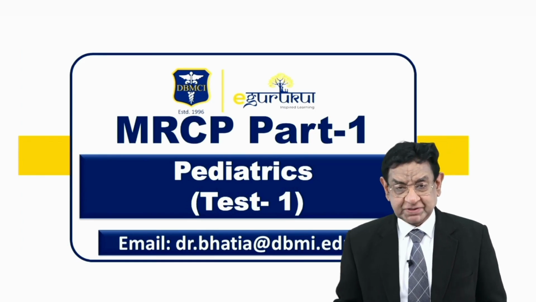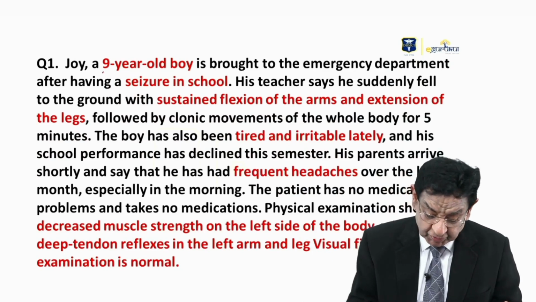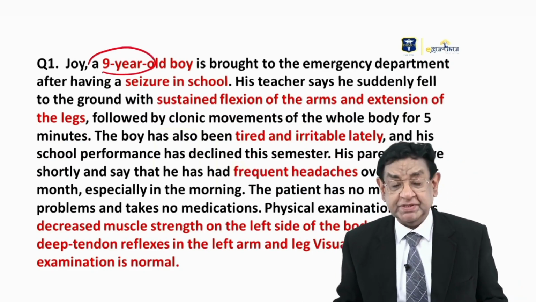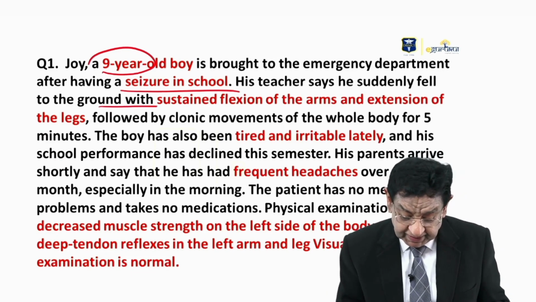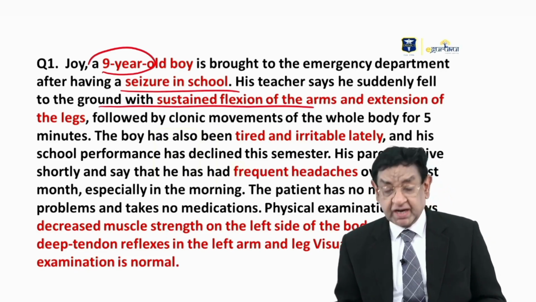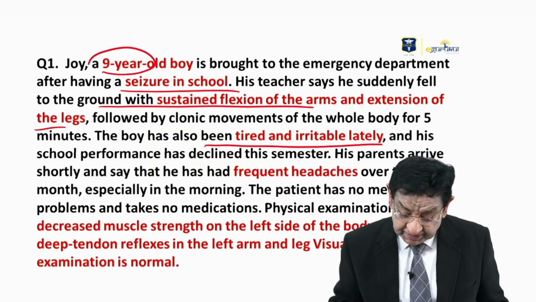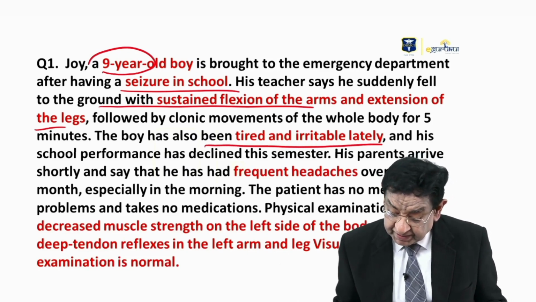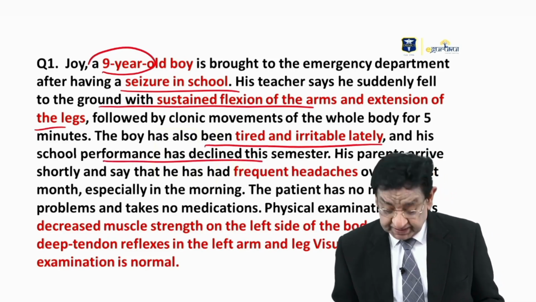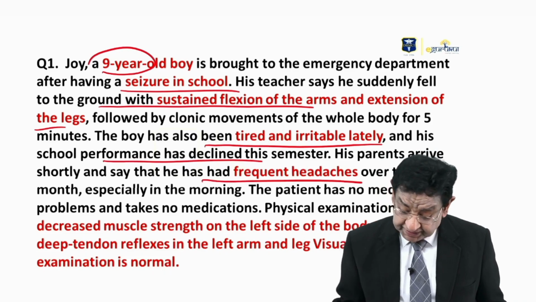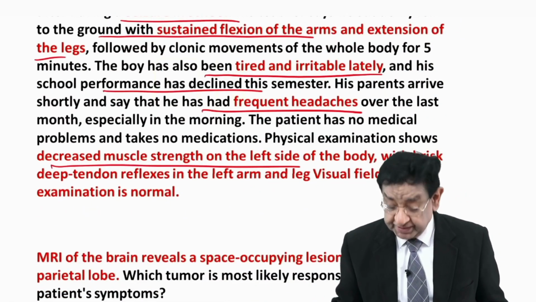Hello everyone. Now I'll be discussing a question of pediatrics. We have a 9-year-old boy brought to the emergency with seizures in the school, and he fell on the ground and sustained flexion of the arm and extension of the legs. The child has been tired and irritable lately, and school performance has declined. Frequent headaches are there, and there is decreased muscle strength in the left side of the body.